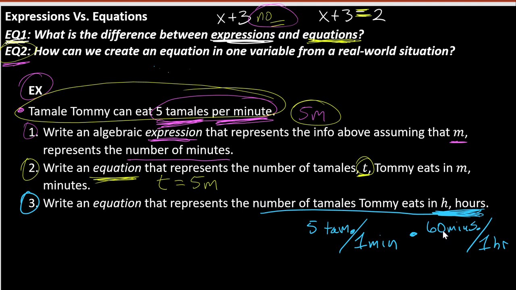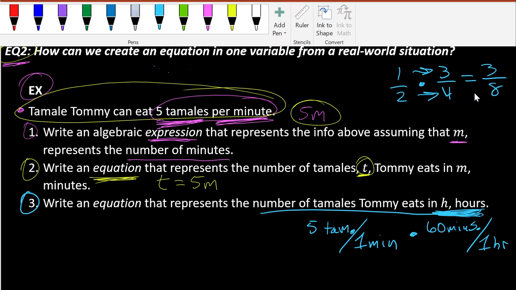And this works just like multiplying fractions. If I have 1/2 times 3/4, you just multiply straight across. 1 times 3 is 3, 2 times 4 is 8. So it's the same idea here.